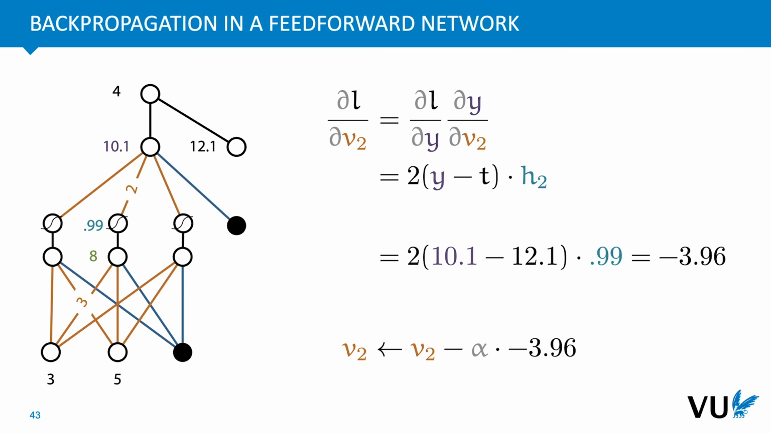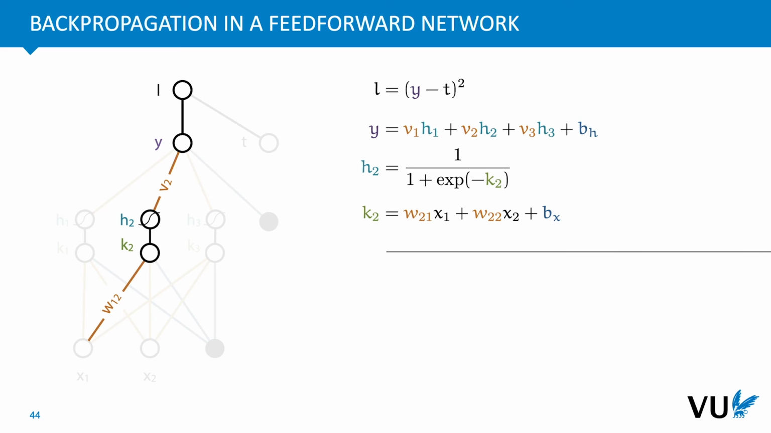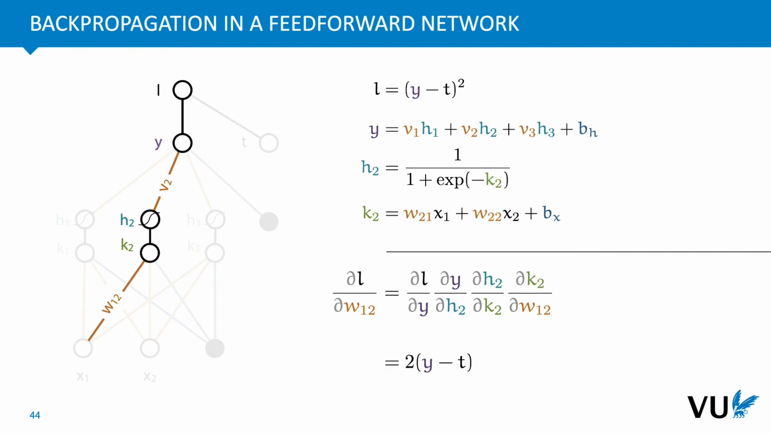Now for the weight w12, which is a little bit more complicated. All 4 of our modules are now relevant for the derivative, and when we compute the derivative of L over w12, this is decomposed by the chain rule into 4 local derivatives. The first we've seen already, which becomes 2 times (y minus t). The second one is different from the last slide. We now take the derivative with respect to h2, so we get v2.